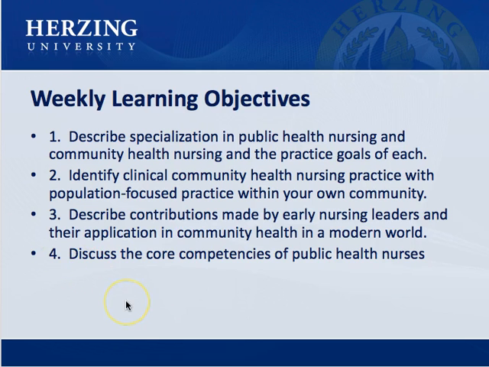The objectives this week include: describe specialization in public health nursing and community health nursing and the practice goals of each; identify clinical community health nursing practice with population-focused practice within your community; describe contributions made by early nursing leaders and their application in community health in a modern world; and lastly, discuss the core competencies of public health nurses.